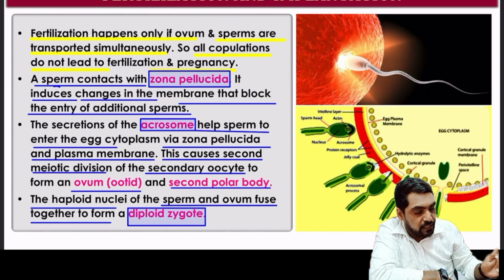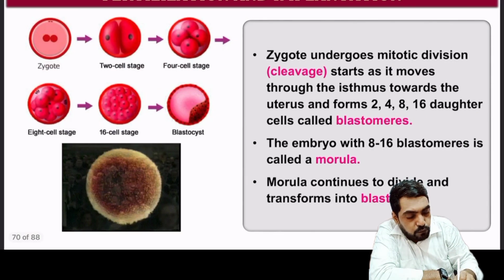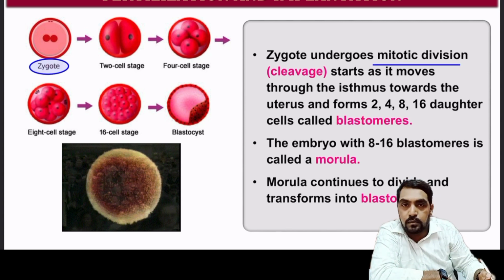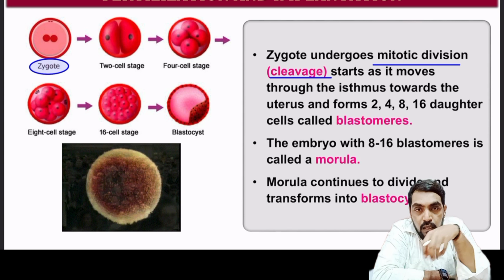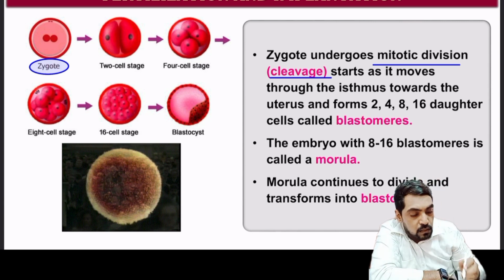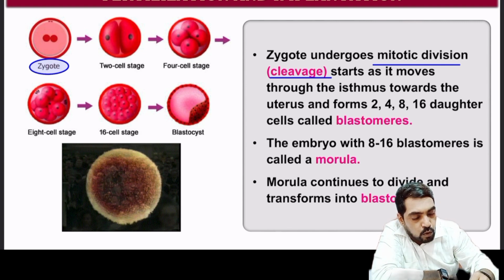Now what goes on next? Zygote, once it is formed, it undergoes mitotic division, which is called cleavage. What is cleavage now? The cleavage in case of human is holoplastic and it is equal cleavage. Means these cells will divide. So when the zygote divides to form two cells, what are these cells called? These cells which are formed are called blastomeres.